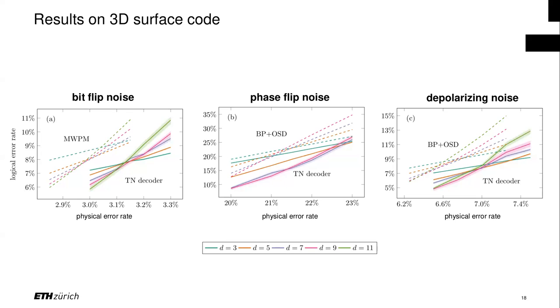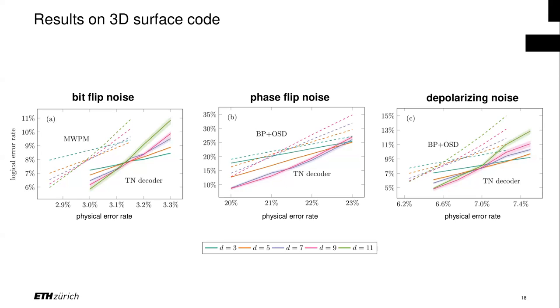So this is with decoding times in the order of a few seconds. We could have gone higher. This is what we could stomach from how much computational power we had available.